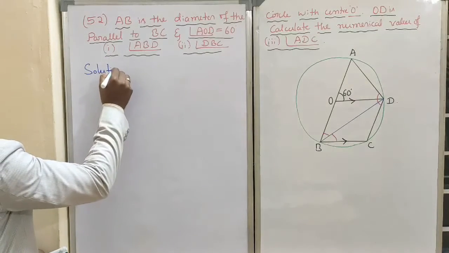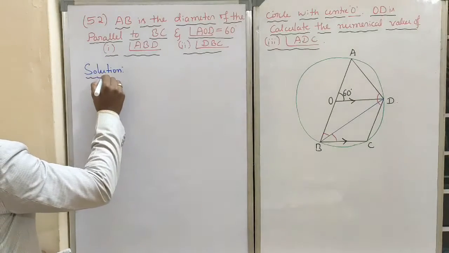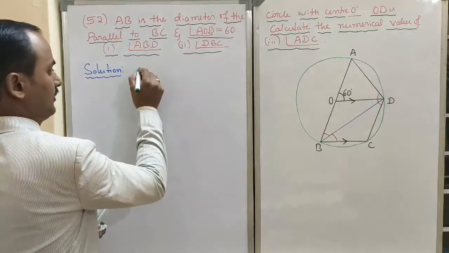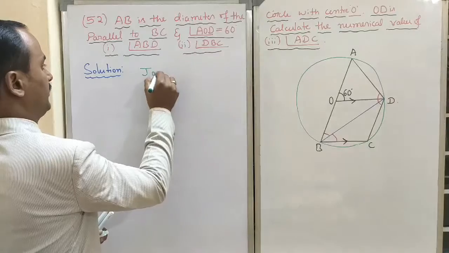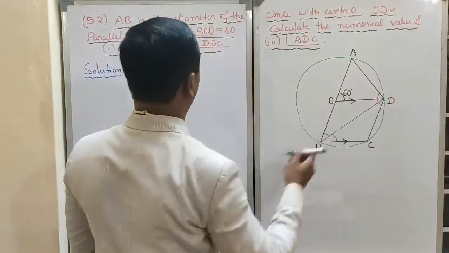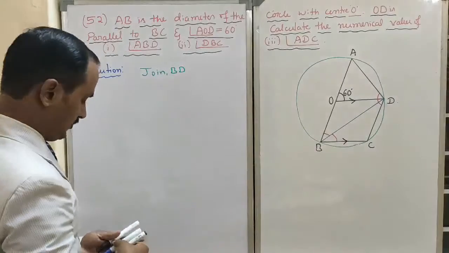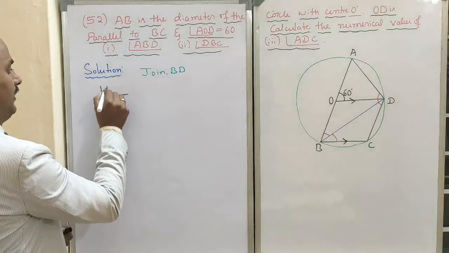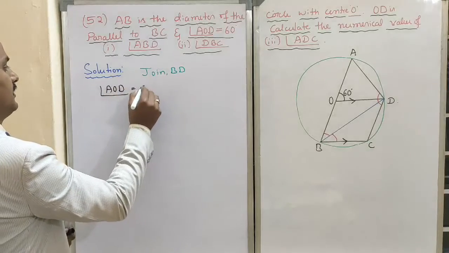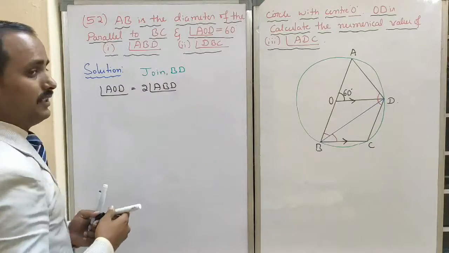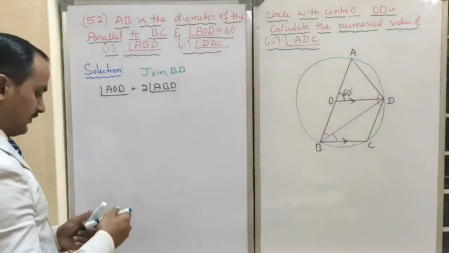Solution. First join BD. We already did. Join BD over. Now, what is the step? The angle AOD is equal to twice the angle ABD. Reason, you know that, dear children. Shall I write the reason, that one?